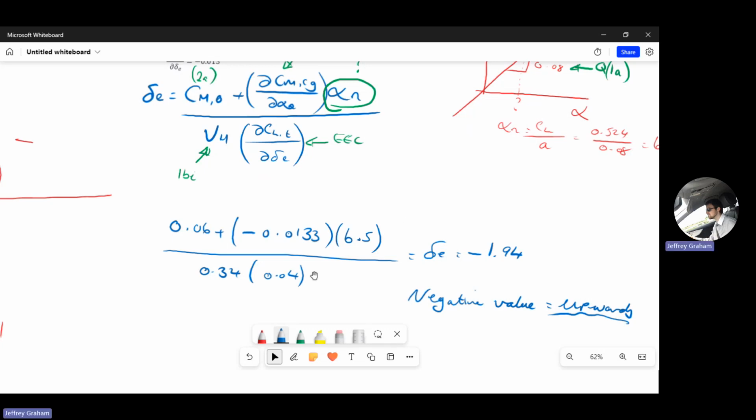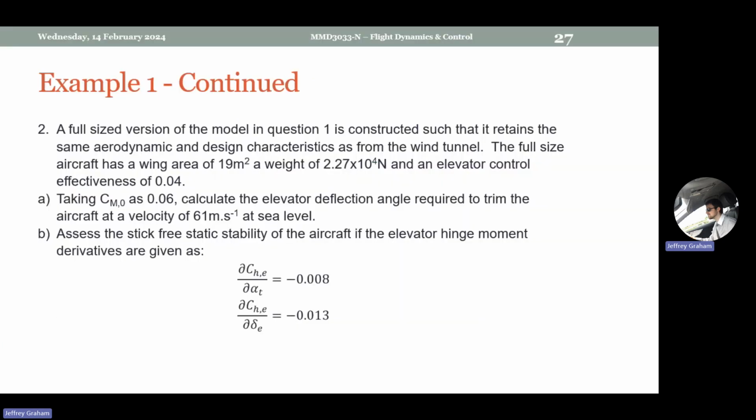Right, the rest of the values, I'll go back to the PowerPoint and very quickly explain where these are coming from. So it says, assess the stick-free static stability of the aircraft based on our hinge moment derivative. So these are typically negative and very small.